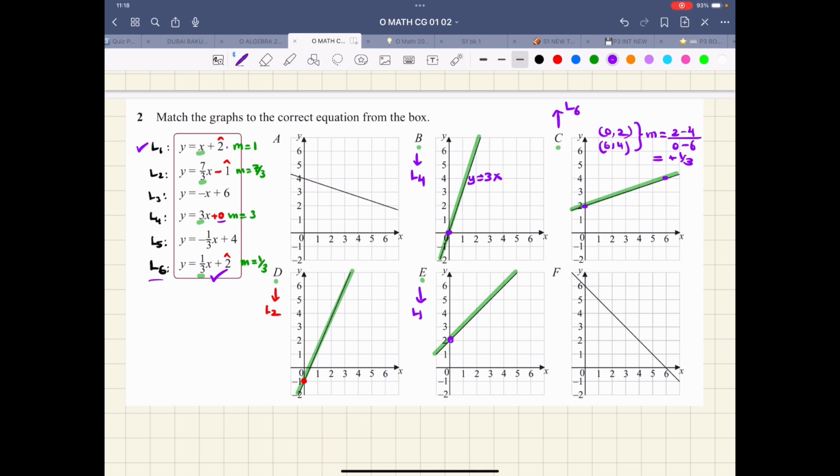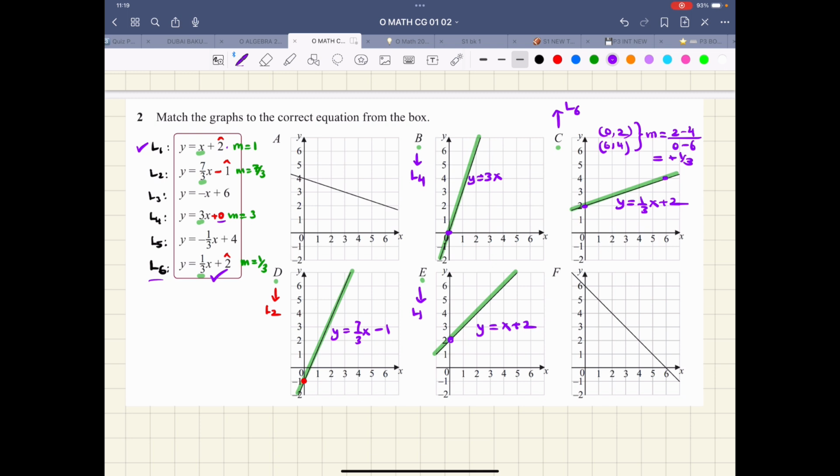So C is line 6, which is y is equals to 1/3 x plus 2. And then D is line 2, which is y is equals to 7 over 3x minus 1. And E is line 1. Line 1 is what? Y is equals to x plus 2.